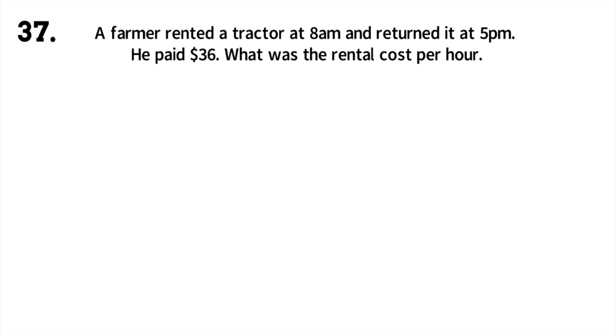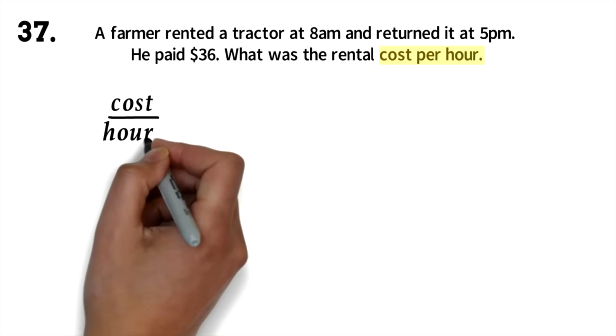A farmer rented a tractor at 8 a.m. and returned it at 5 p.m. He paid $36. What was the rental cost per hour? This is a rate question. It's simply a division question. You will know what you are dividing by looking at this statement, cost per hour. So we are dividing the cost by the hours.